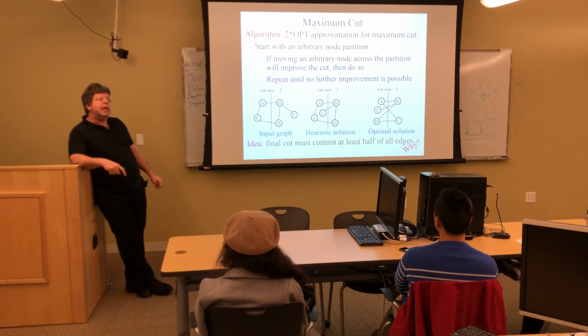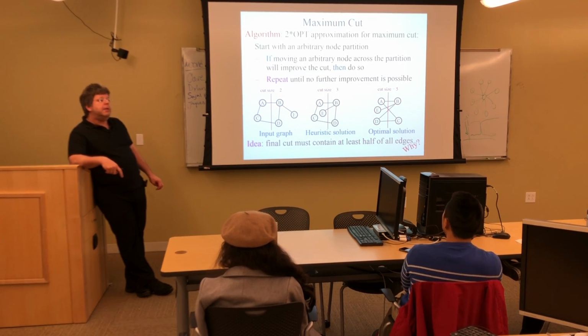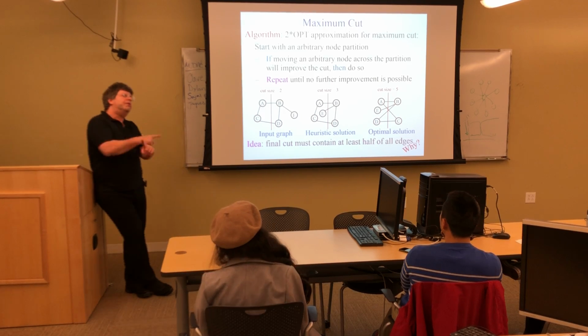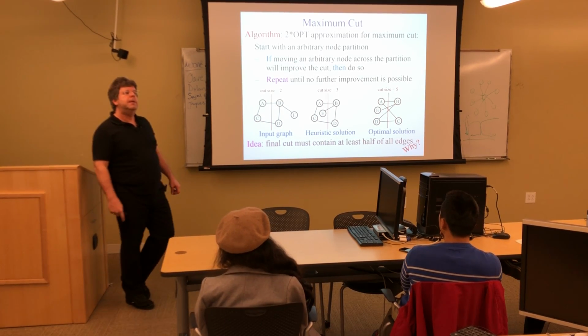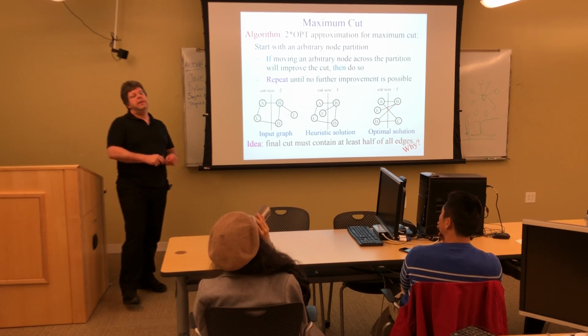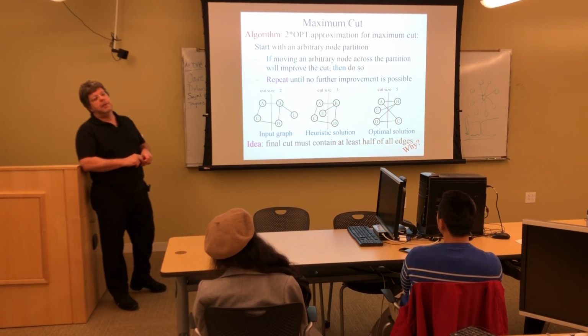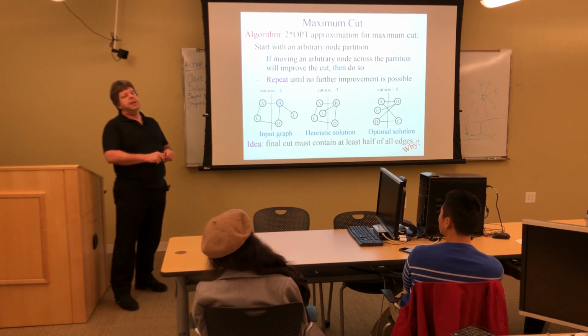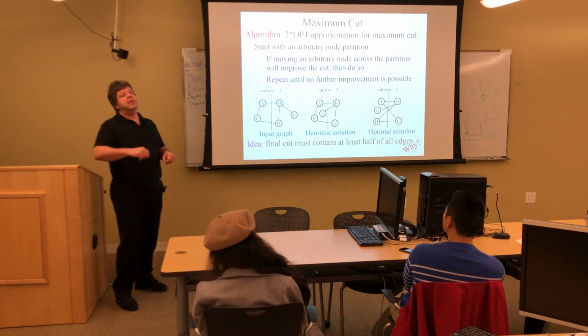Not necessarily. You'll have to think about it and see if that still works. You may inherit the bound. What do you guys think? Let's think a little more deeply. You should pick a pair of nodes and swap them. Could you start with this metric and only swap pairs of nodes when you can maximize the difference between the two sides? Yeah. And will that inherit the 2x optimal bound?